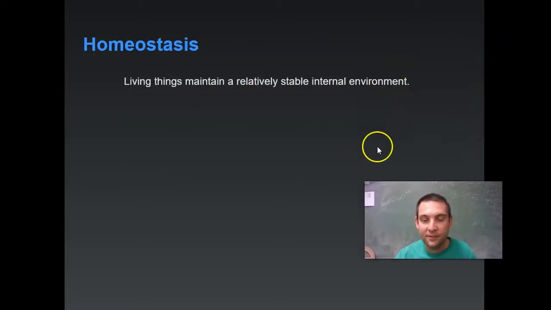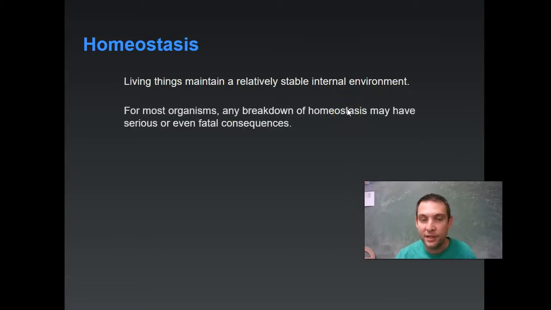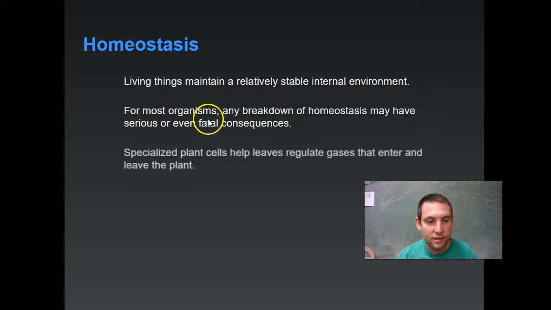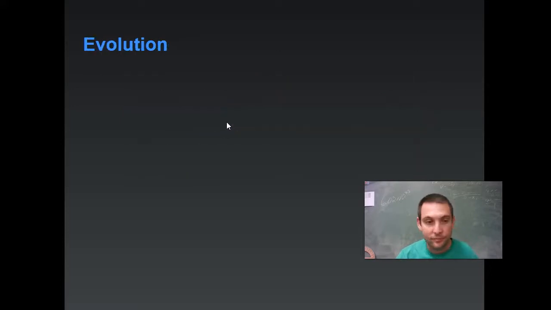Living things maintain a relatively stable internal environment. Remember, that's homeostasis. For most organisms, any breakdown of homeostasis may have serious or even fatal consequences. Specialized plant cells help leaves regulate gases that enter and leave the plant.